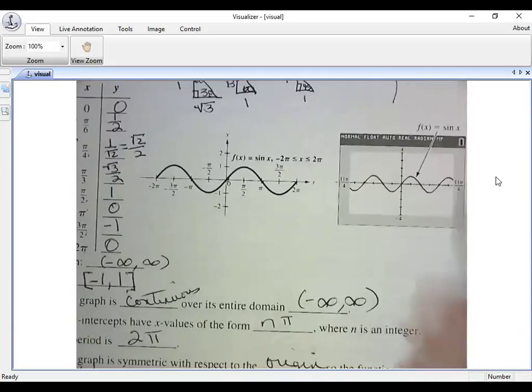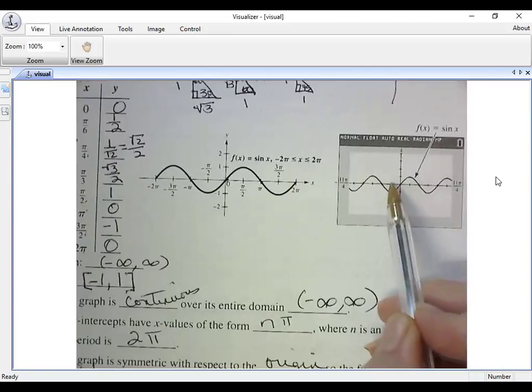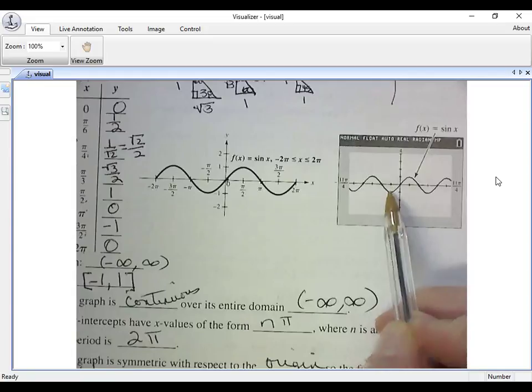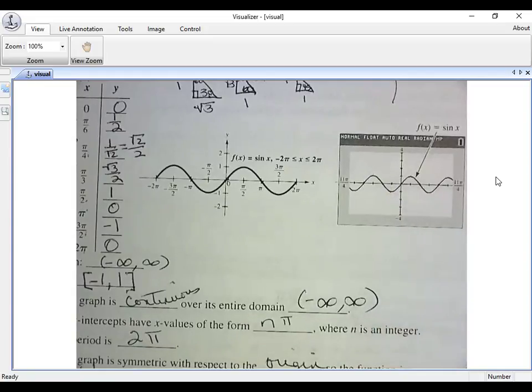Let's check it. If I look up here at my graph, here is negative pi over 2. Is the output negative 1? Yes. So if it's symmetric about the origin, when you change the sign of the x, it changes the sign of the y. That's basically what it's saying. So that's a review from college algebra.